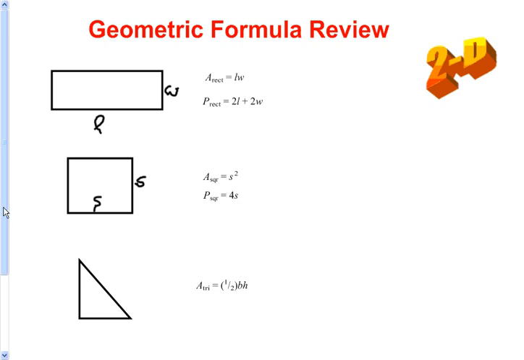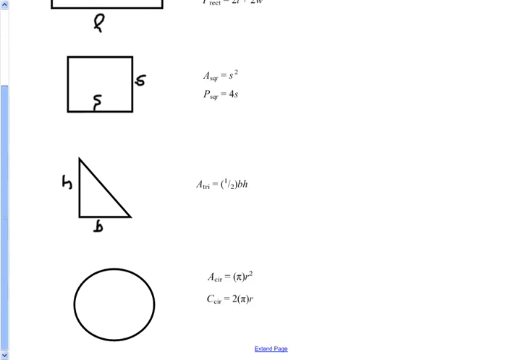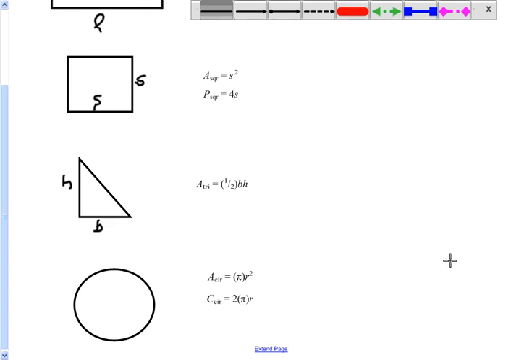Area of a triangle is 1/2 base times height. Base is usually the bottom. Here's the height. We would just plug them into our equation. What about a circle? A circle is one that's a little bit different. The area of a circle is given by pi r squared. Now you may have in the past used 3.14. We're going to use the pi button on your calculator. And the circumference of a circle, which is also the perimeter of a circle, is 2 pi r.